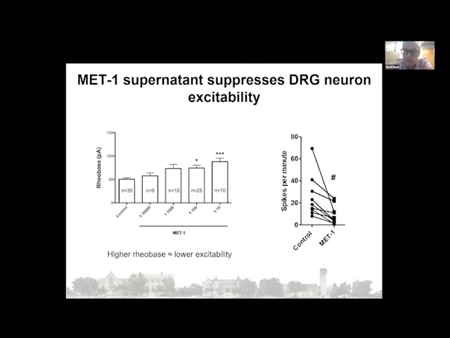We collaborated with Alan's lab and performed some colonic afferent nerve recordings and could show that the MET1 supernatant also decreased the spontaneous firing of these afferent nerves within the colon.